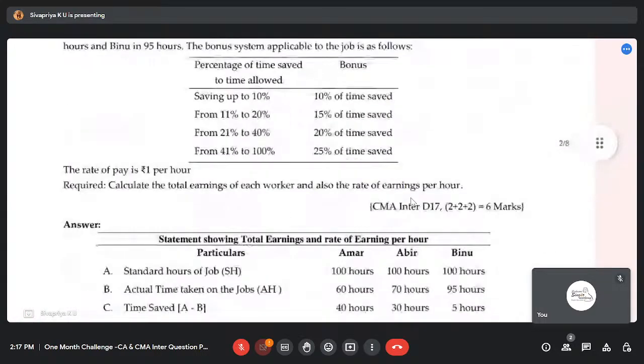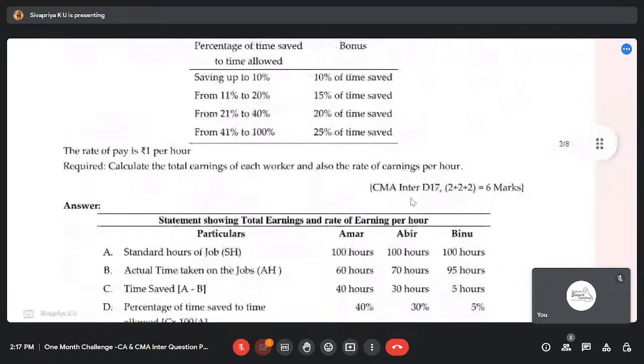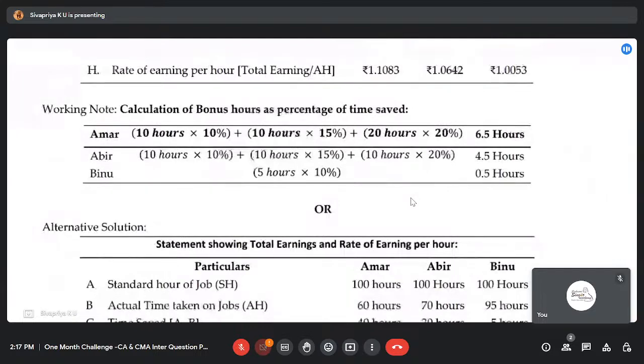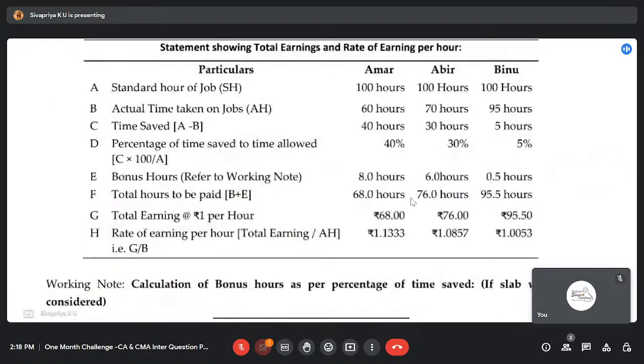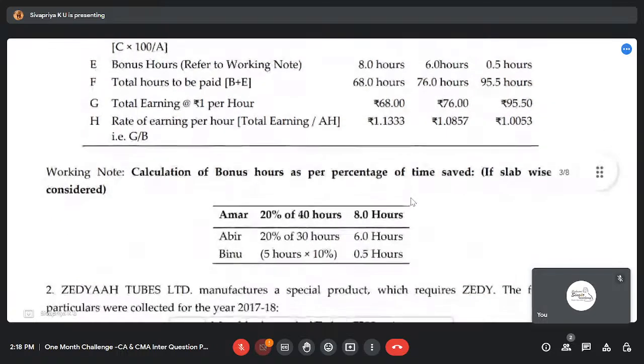Section B. The working note is the calculation of bonus hours as a percentage of time saved. This is one method, or you can have an alternative solution. So, this is the alternate solution. Statement showing the total earnings and the rate of earnings per hour. These are the working notes.